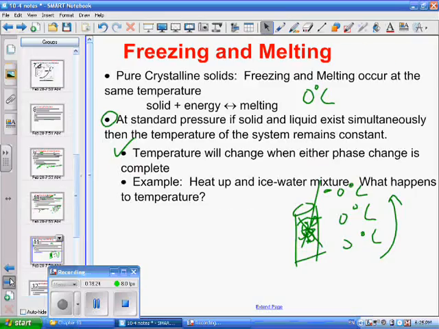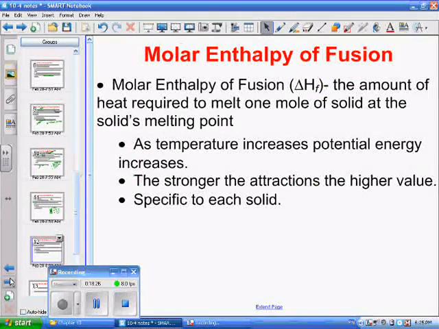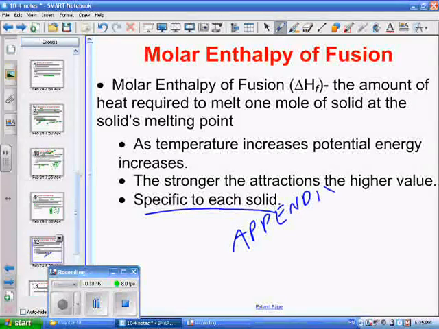All right, next. Molar enthalpy of fusion. We talked about the molar enthalpy of vaporization. Here's the molar enthalpy of fusion. In other words, this is the amount of heat required to melt. Before, the enthalpy of vaporization was the amount to vaporize. This is the amount for melting. And again, it's specific to each solid. You're going to have to look this up in the back of your book. Okay?